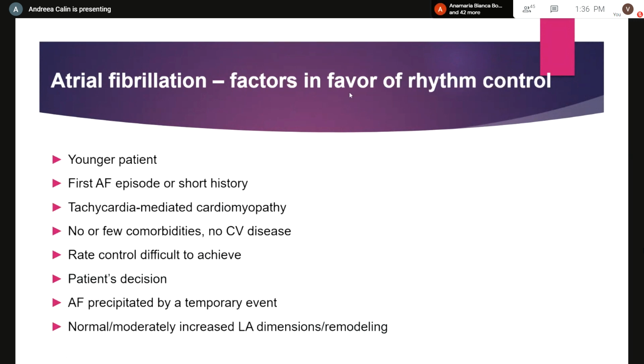And there are factors that are in favor of a rhythm control strategy in our patients with atrial fibrillation. If the patient is young, if it's the first episode, or the atrial fibrillation has a short history, if the patient has a type of cardiomyopathy that is tachycardia mediated, if the patient has no or very few comorbidities, if the rate control is difficult to achieve, and if the patient's decision is to be in sinus rhythm again, then we should think of this strategy of rhythm control.